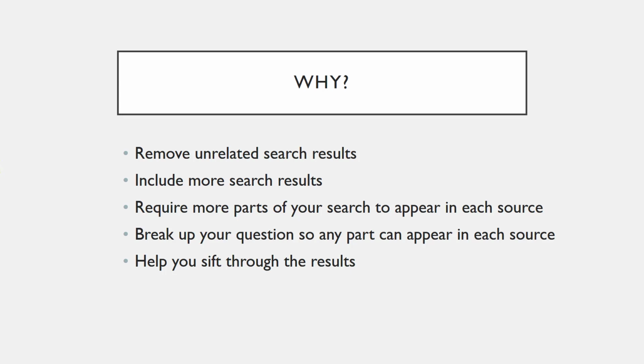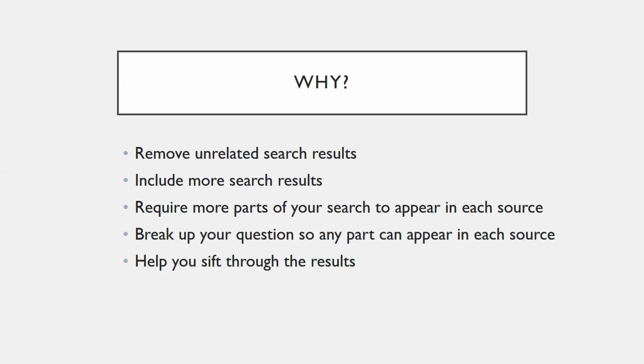Using and will require that more parts of your search appear in each search, which helps you find the most relevant sources. Using or can help you break up the constituent parts of your question. It means you can find information on any of the parts of your question, even if it's not all put together for you yet in a single paper.